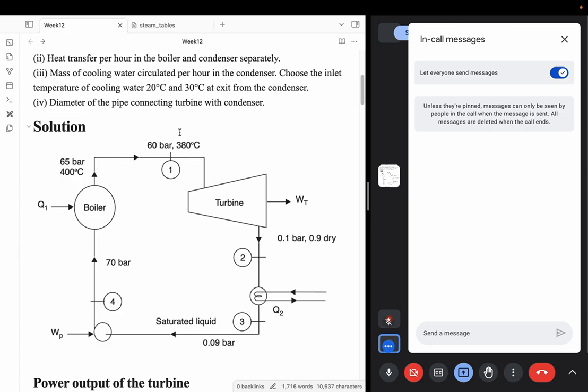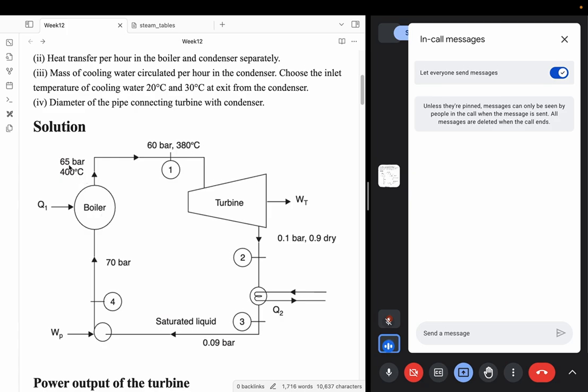The outlet has a dryness fraction of 0.9. So this is in the superheated state, and then you are going inside the dome, and this goes inside the condenser. Now from the condenser it again goes into the pump. So this inlet is the saturated liquid. The saturated liquid goes into the pump, which takes it from 0.09 bar to 70 bar, and then it goes into the boiler where heat is added and pressure and temperature are both increased.